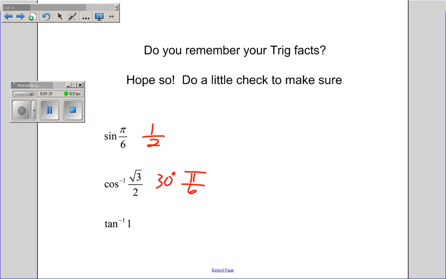Then tangent inverse of 1, again, we're looking for an angle. Tangent inverse of 1 is 45 degrees or pi over 4. If you need to refresh yourself on that, make sure you do, but you've got to know all those angles, all the reference angles, all those special right triangle angles.